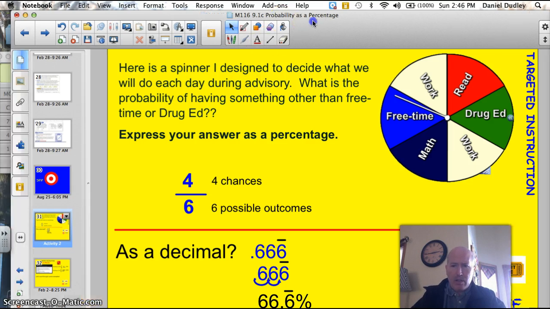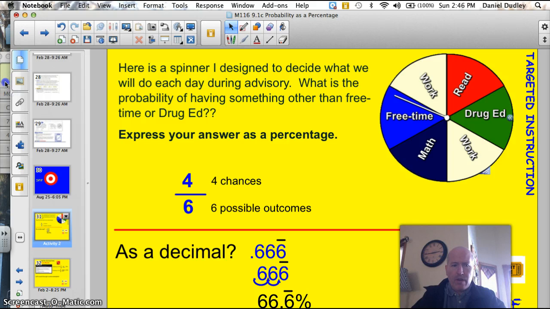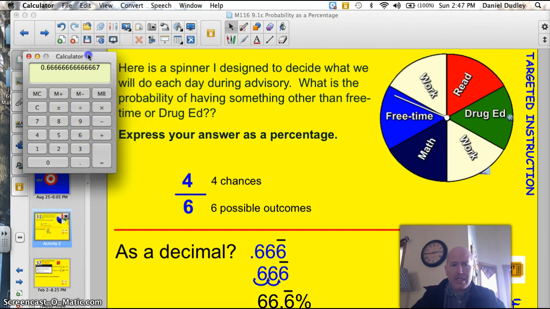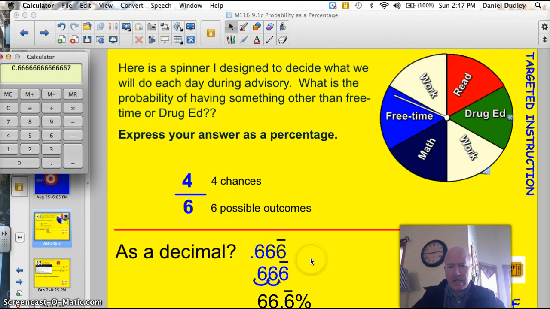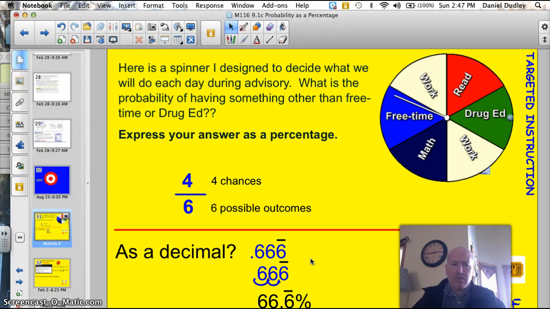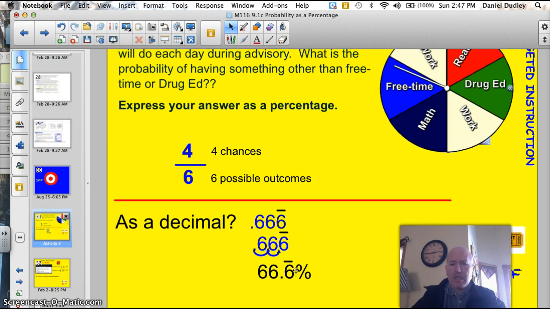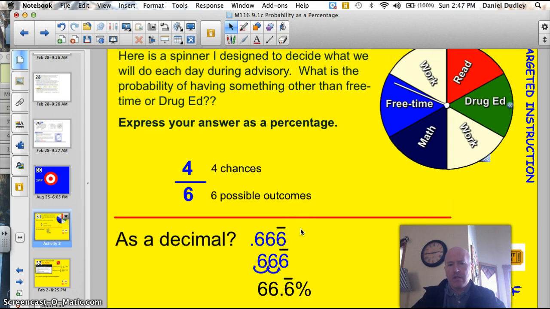We can pop that into our calculator. 4 divided by 6 is equal to 0.666, or 0.6 repeating. That still wouldn't be our answer. That's our answer as a decimal, but we want our answer expressed as a percentage. So we take the decimal and move it 2 spots to the right, 1, 2. What we're doing there is multiplying by 100, and we get 66.6%. So there's a 66.6% chance of having something other than free time or drug ed during advisory.